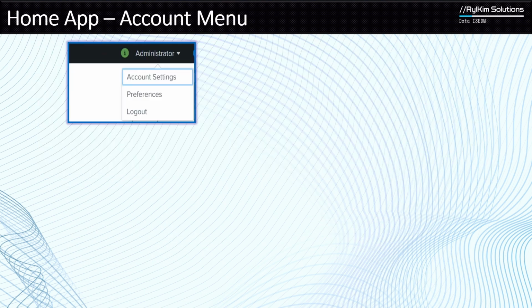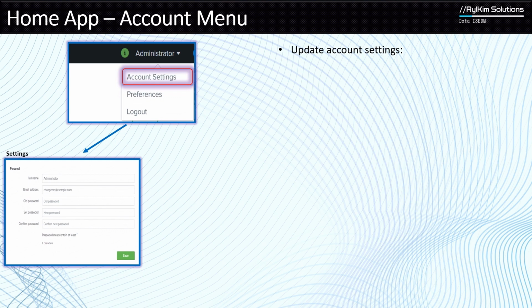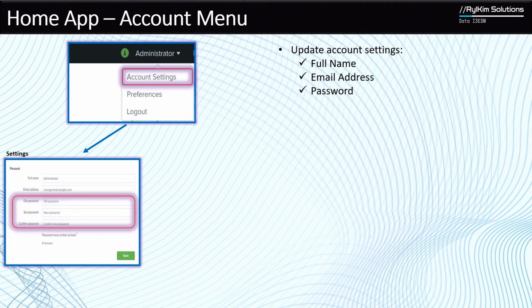Now let's look at the account menu in a little bit more detail. Under the account menu, you can change your account settings. With account settings, you can change your full name from administrator, because when you install Splunk and then log in as administrator, that's going to be the default full name, but you can change that. You can also update your email address or change the password.